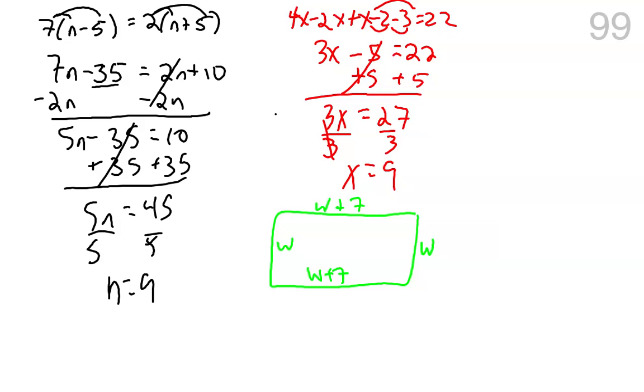Now, perimeter means add not 2 sides, but add all the sides. So I want to add up all of these guys and get 50. So I do W plus 7 plus W plus 7 equals 50. Now, this is one side, another side, another side, another side. That's all four sides.